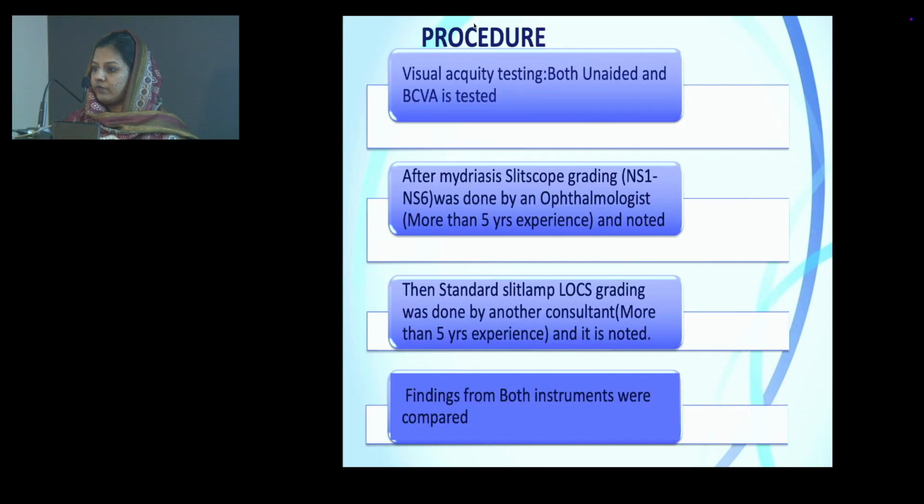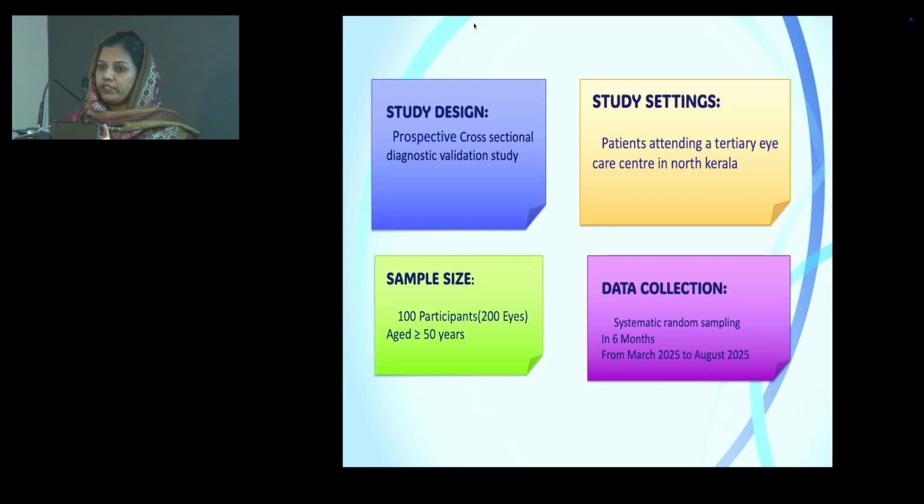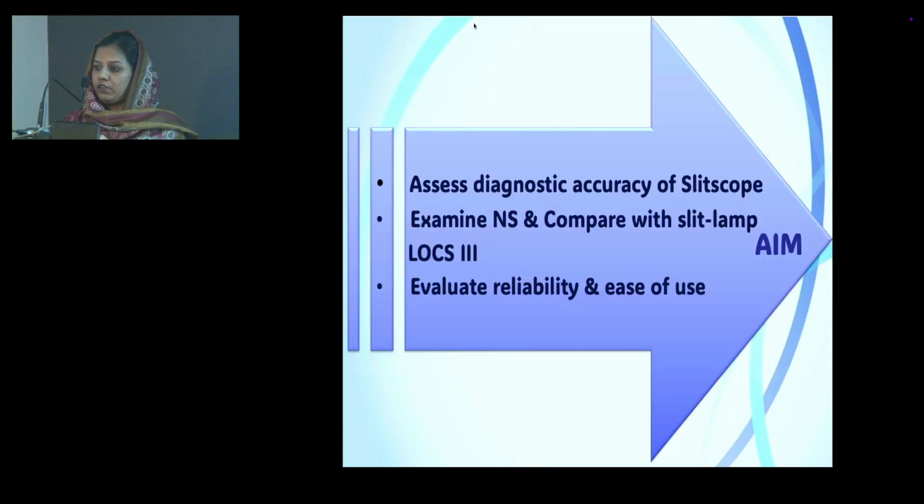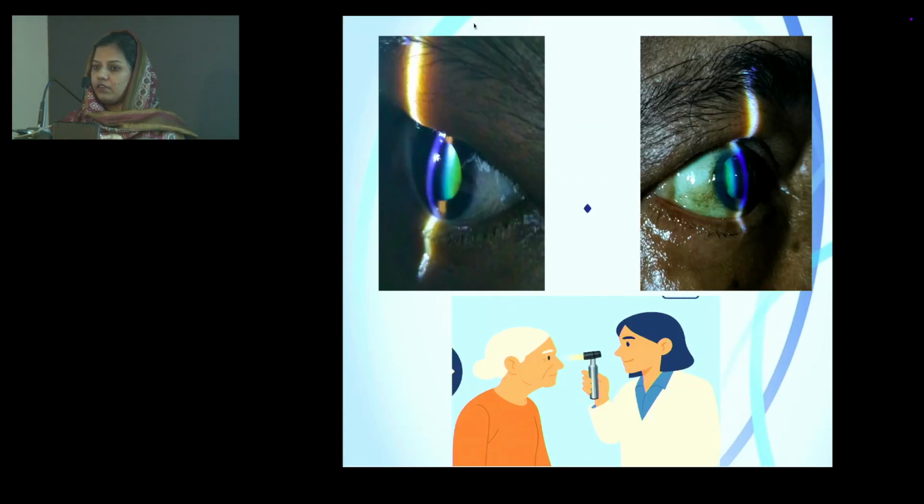Did the same doctor do the slit lamp examination for the patient? No, it was done by another doctor, not the same person. Do you have any video of the examination? Because it's a study and you have invented a new instrument. I brought the instrument, and these are the images.